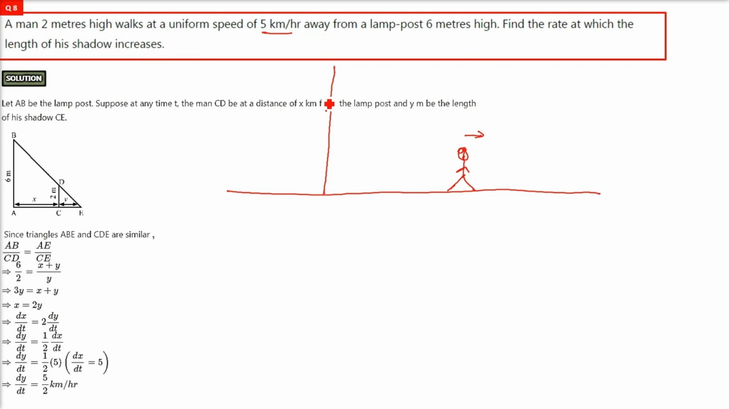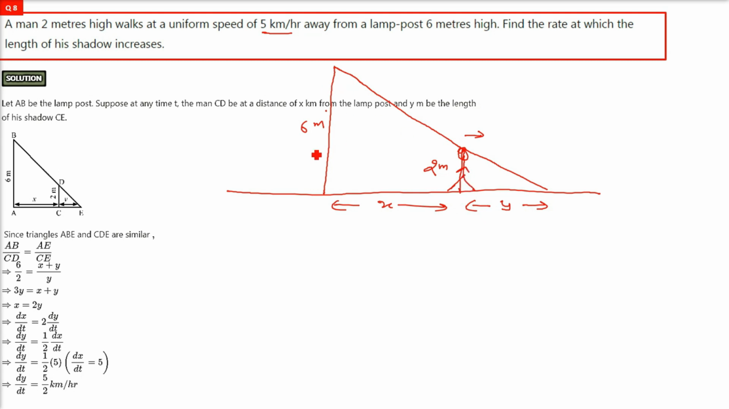So we are going to use similar triangles, because from the lamppost there will be a shadow. This is the height, just 2 meters. This is the height, which is 6 meters. We don't know this one, so it is x, and because he's going to the right, moving away, we are going to use dx by dt for that. y is the length of the shadow.